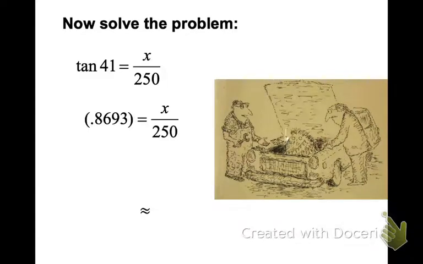Okay, so on this slide, I actually put the decimal value. You do not have to put the decimal value. I just wanted to remind you that sine, cosine, tangent, when they're paired with an angle amount, they're equal to a decimal, and the decimal is typically rounded to 4 places. So 250 times our tangent 41, you got x is approximately equal to 217 feet.